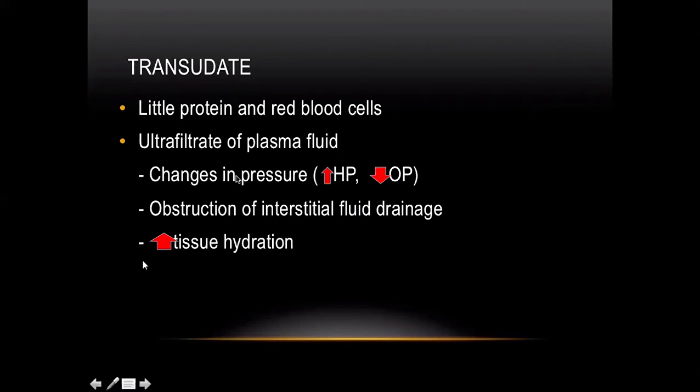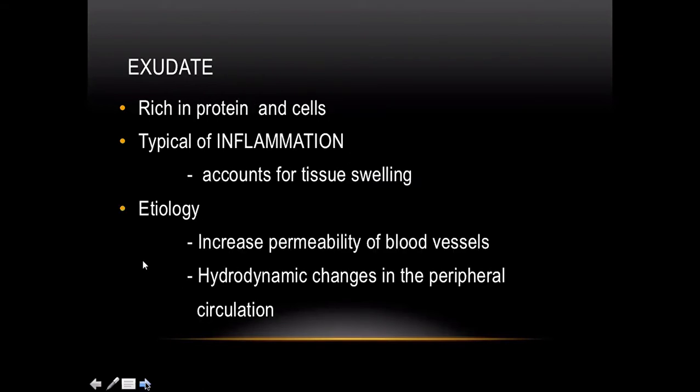So this is due to the changes in the pressure. No, meaning increased hydrostatic pressure and decreased oncotic pressure. So there will be obstruction of the interstitial fluid drainage. Okay? Then this one causes increased tissue hydration. Okay? Whereas exudate is rich in protein and cells. Okay? So this is the typical fluid present in the inflammation.